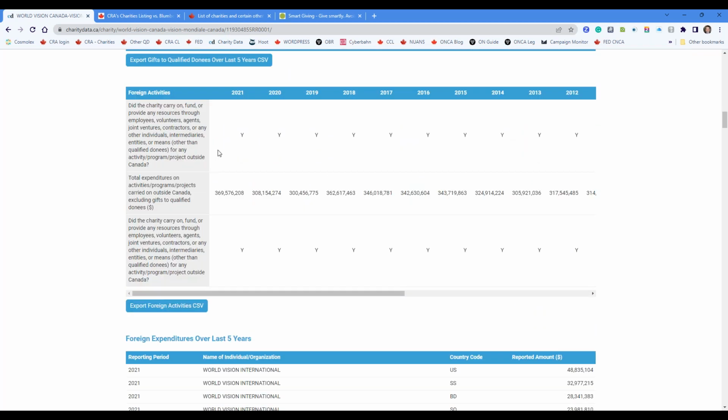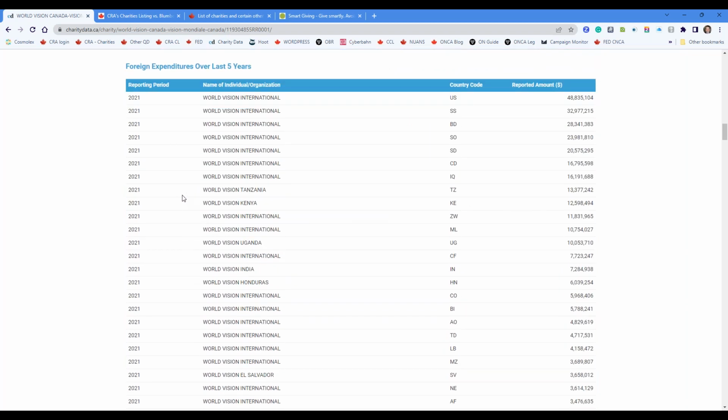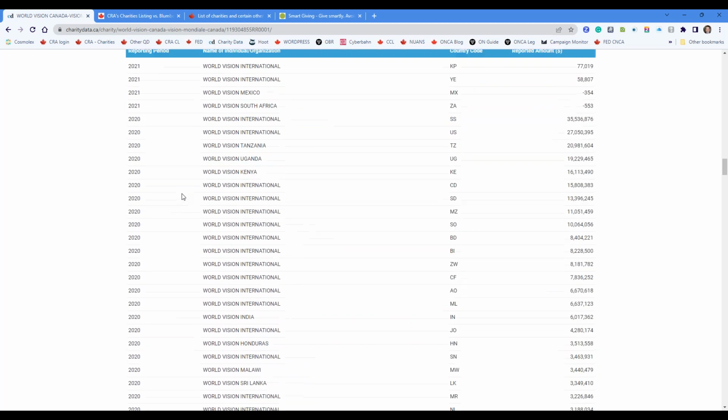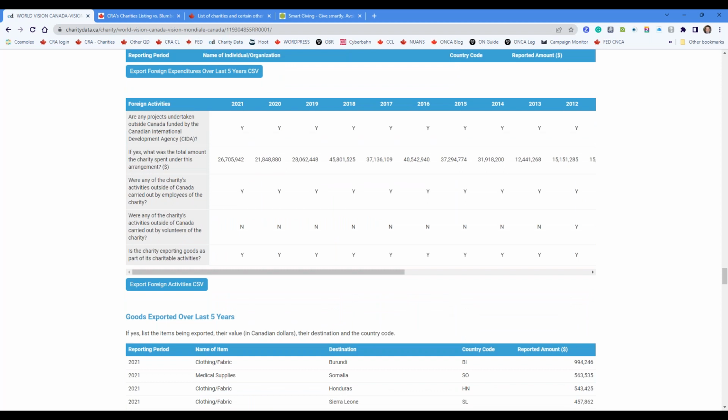Do they do foreign activities? Yes. How much? All listed here. And then who did they give the money to when they were doing those foreign activities? So it lists the organizations that were given money in that way.